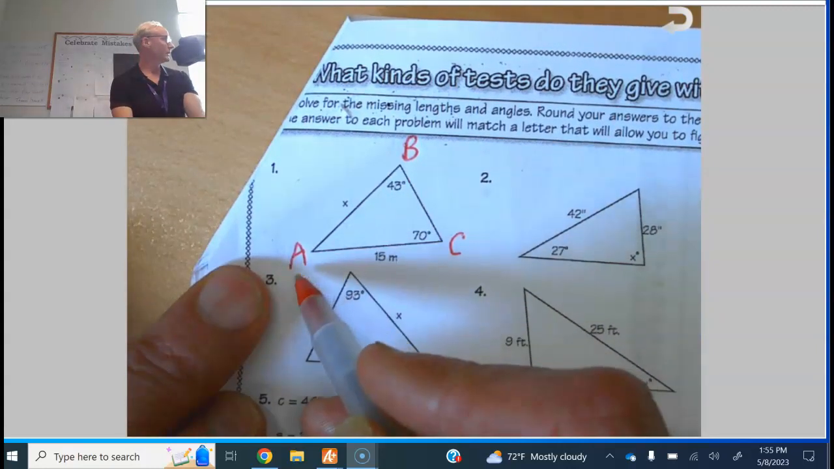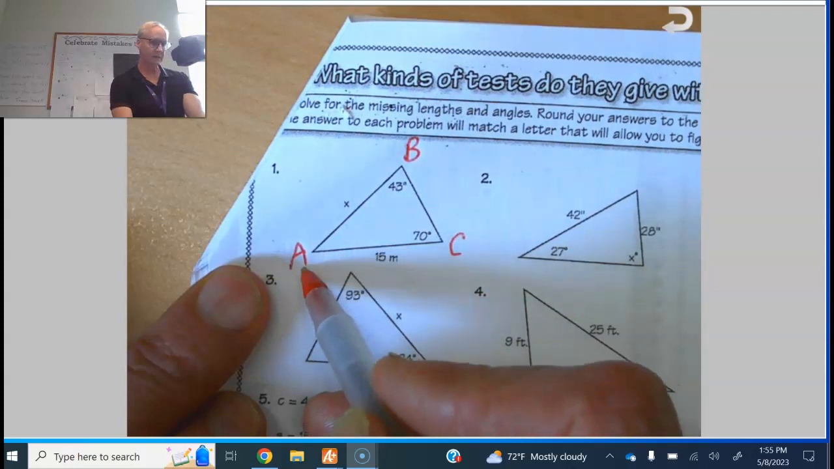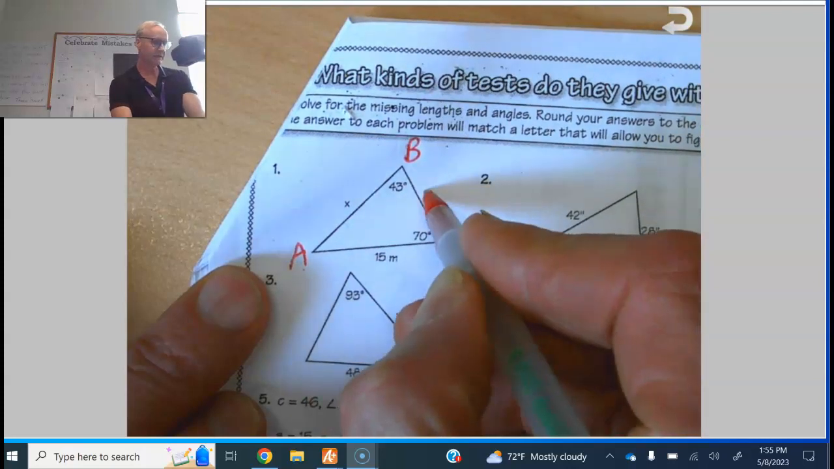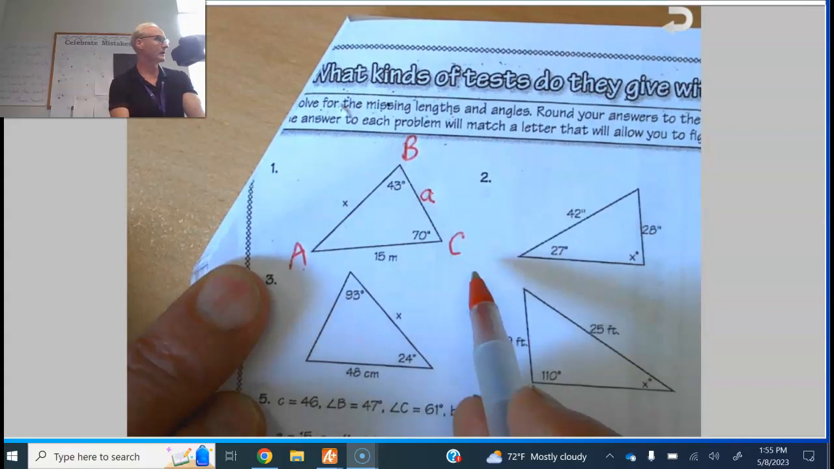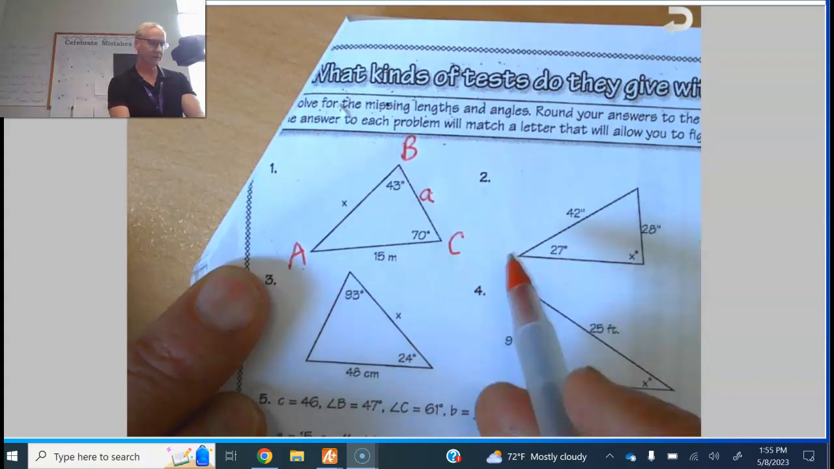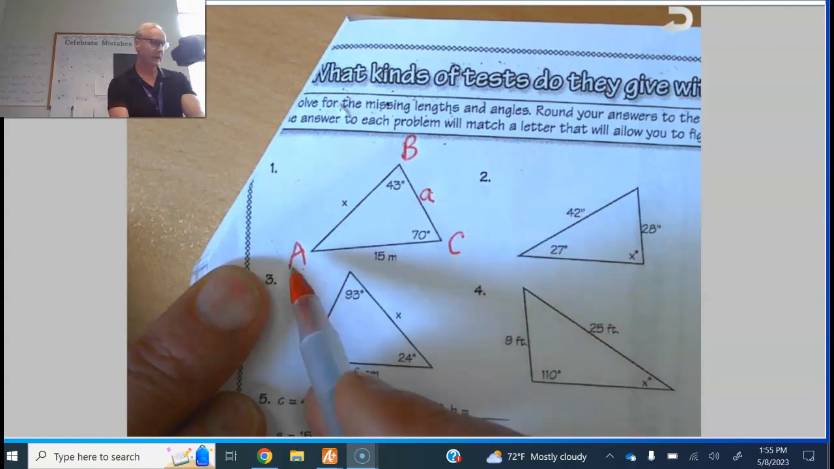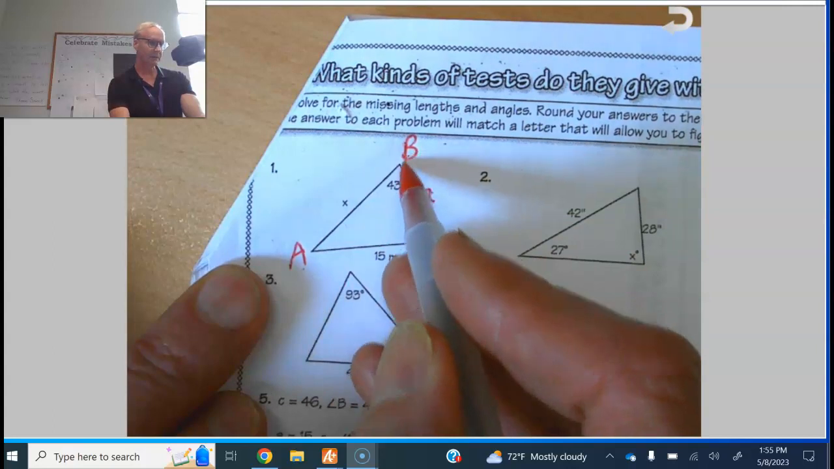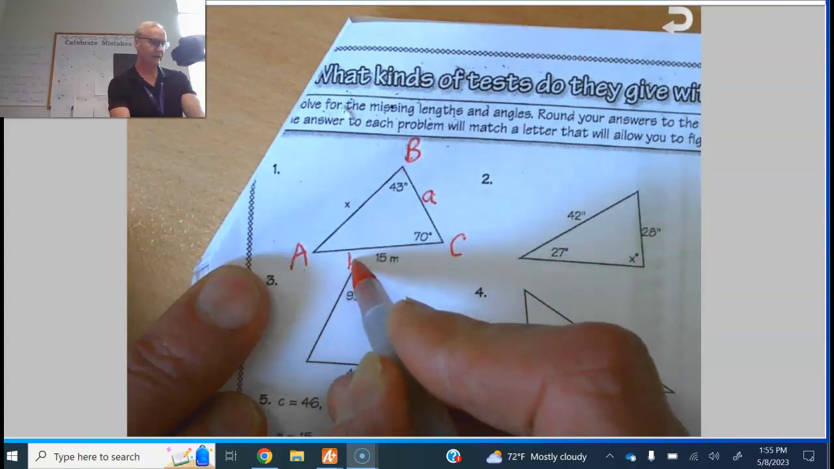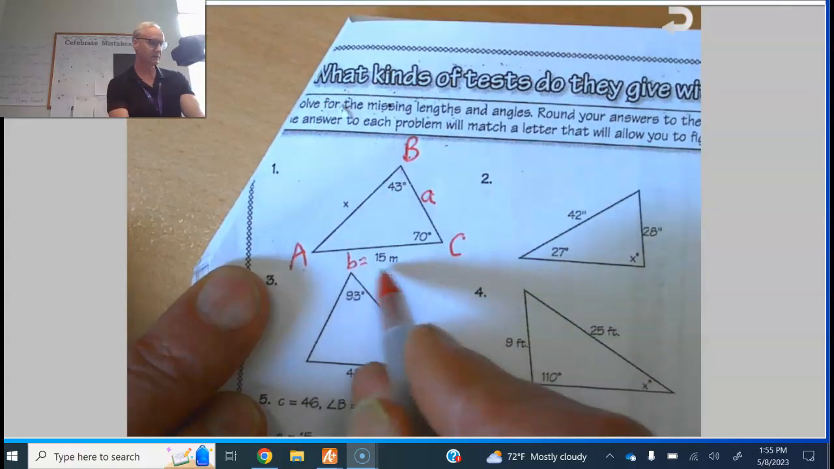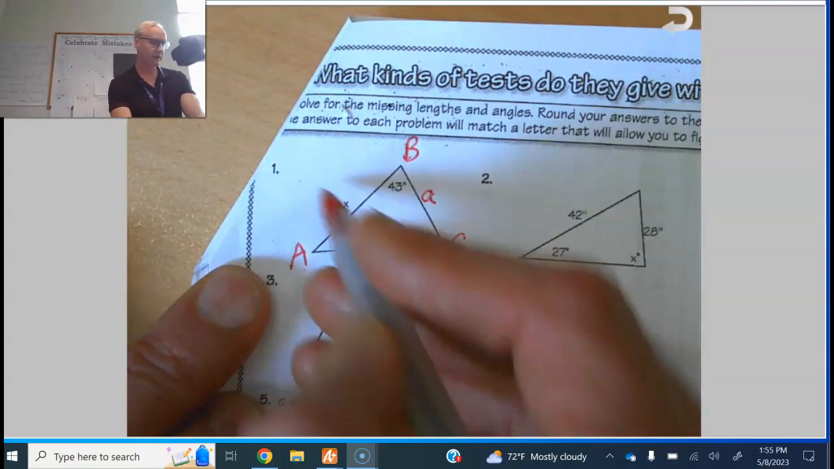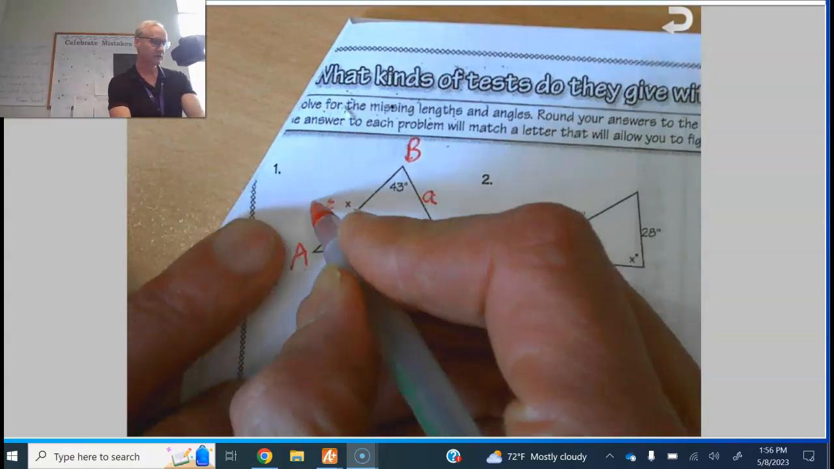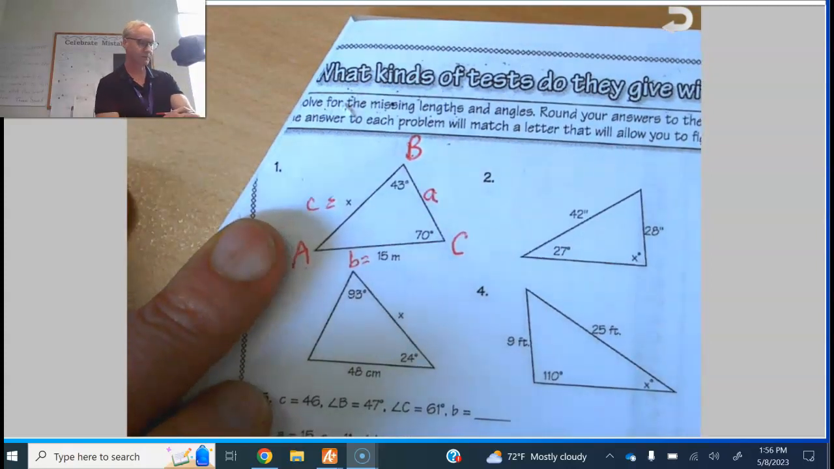Now, the most important part is that across from angle A is side little a. This is the length of this side. We could also call it BC, but for me, I prefer to use little a and capital A for the angle. Across from capital B is little b, which happens to be 15 meters long. It's right here. And across from angle C is little c, which happens to have the value x.